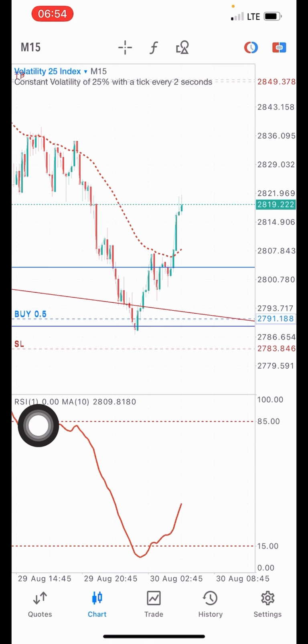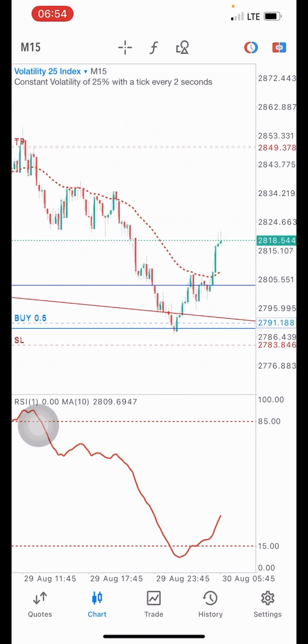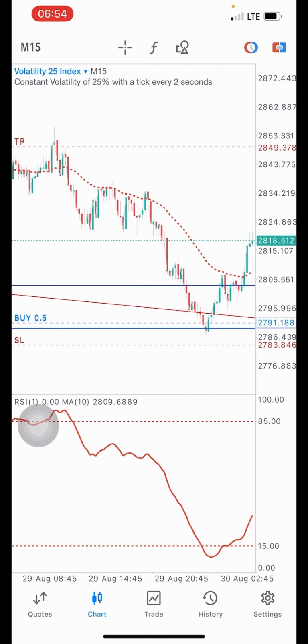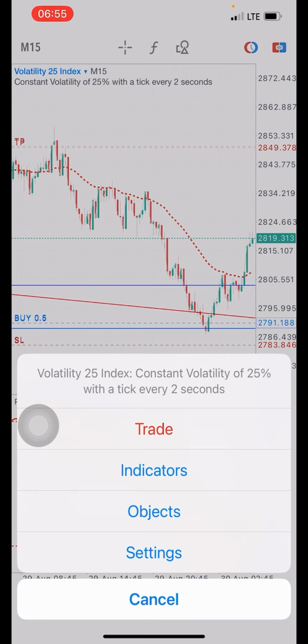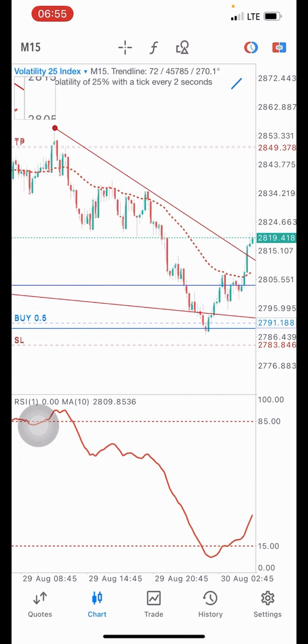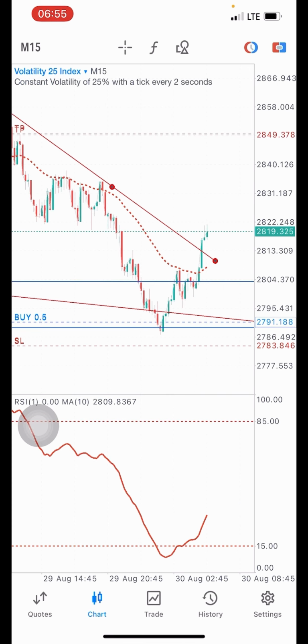Now, from the 15-minute time frame, I can still spot some resistance in the market, but judging from the daily and the 4 hours time frame, this is a very long buy, and I still expect the market to go further. That's why I'm not going to close my trade. But there's some resistance here.